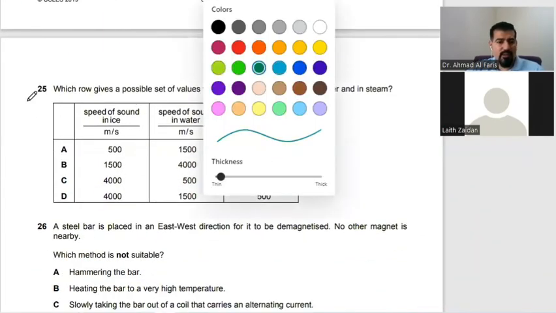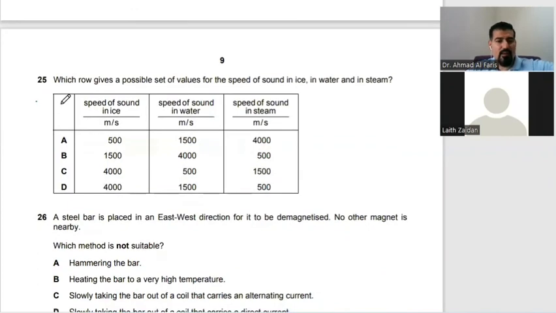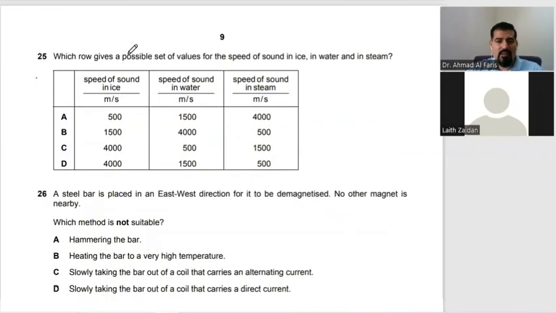Question number 25. Which row gives a possible set of values for the speed of sound: ice, water, steam, solid, liquid, gas. For ice, it's supposed to be high speed, solid. For water, it's supposed to be an average speed, something like 1000-something, and steam is supposed to be a low speed. So the answer, exactly, it's D, it's obvious.